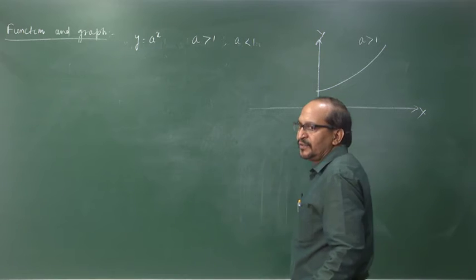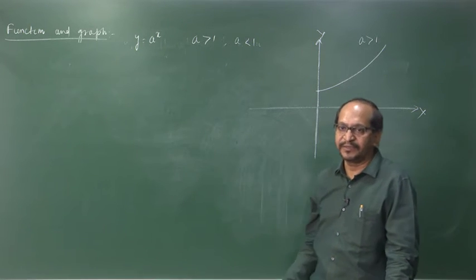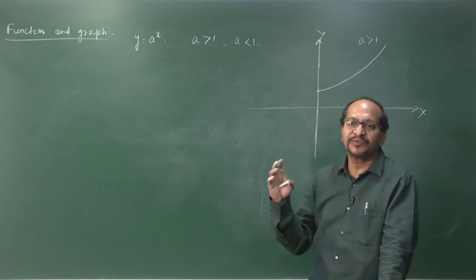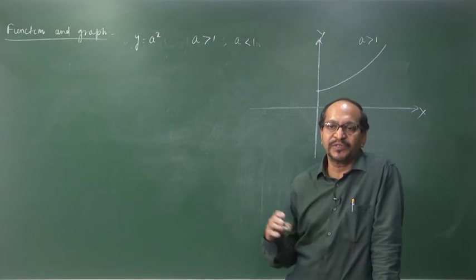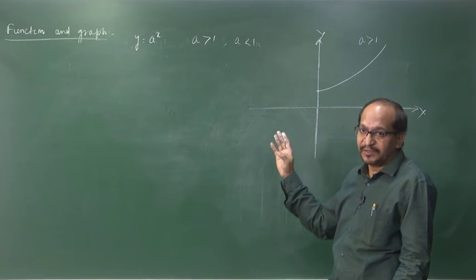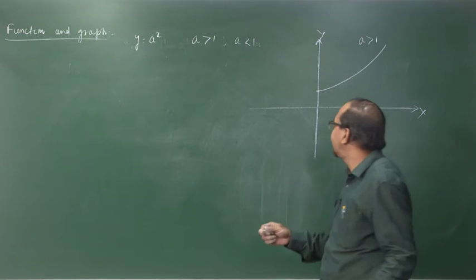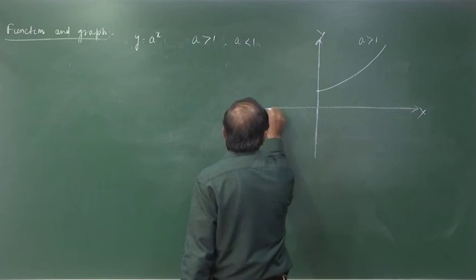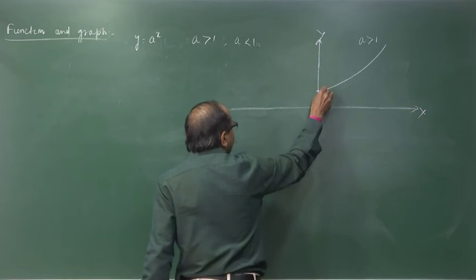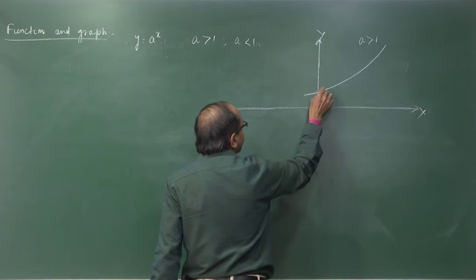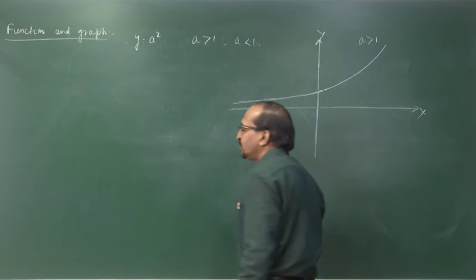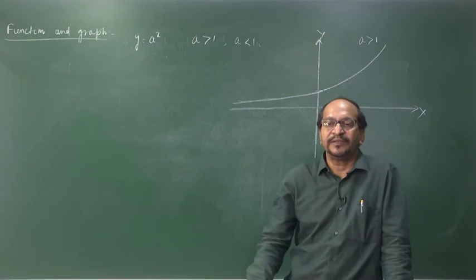Okay. When x is negative, suppose x is minus 2, it is 1 by a square. When x is minus 3, it is 1 by a cube. When x is minus 4, it is 1 by a to the power 4. So, its value is decreasing. In the denominator it is increasing, so the ratio is decreasing. And when x tends to minus infinite, y tends to 0. So, the graph is like this. It will tend to 0 when a is greater than 1.